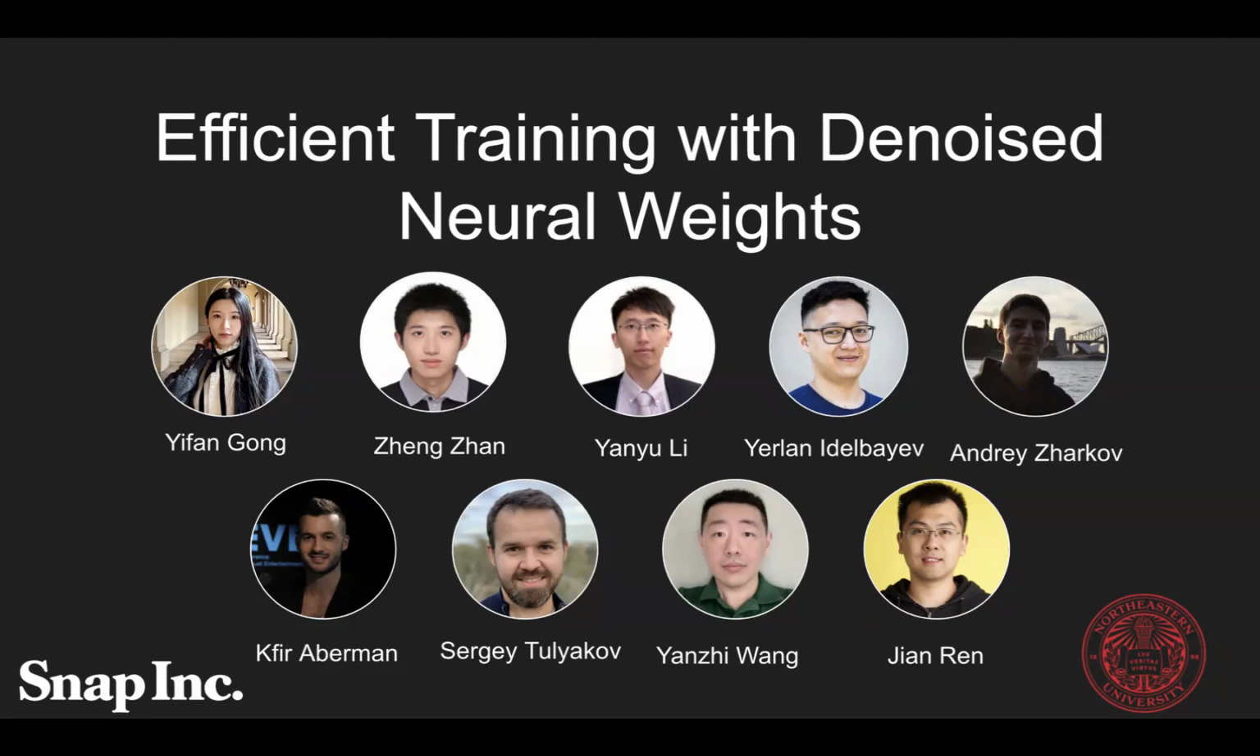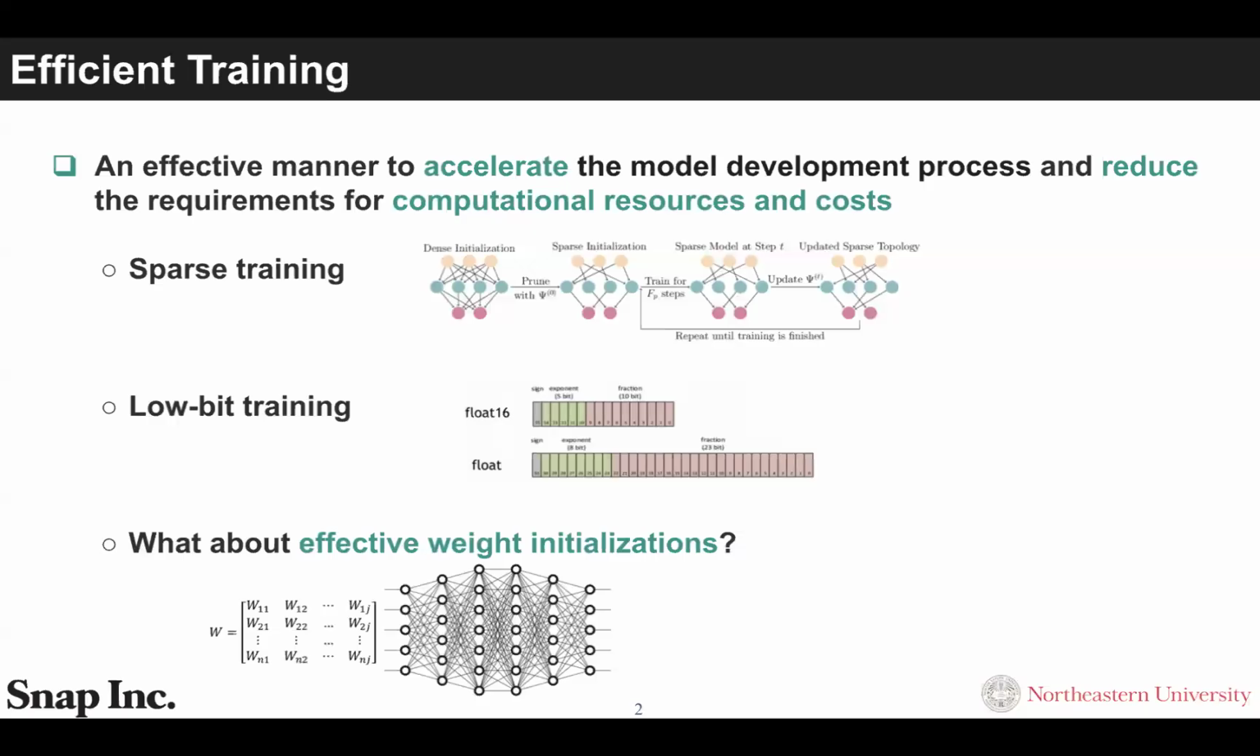It's my great pleasure to be here to share our work, Efficient Training with Denoised Neural Weights. First, let's start with some background. Efficient training for deep neural networks can accelerate the model development process and reduce the computation cost. There are many works in the literature on efficient training, such as sparse training and low-bit training.